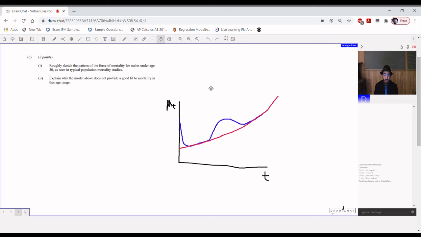And finally, for part C, it says, roughly sketch the pattern of force of mortality for males under age 30 as seen in a typical population mortality study. That's what I've got in blue here. From birth till around age 5, you've got what's called the infant mortality. That's where you're a tiny little baby, you don't really understand what's going on in the world, and you get stupid ideas like, oh, see that flight of stairs? Let me crawl down on it head first and hope that nothing goes wrong.